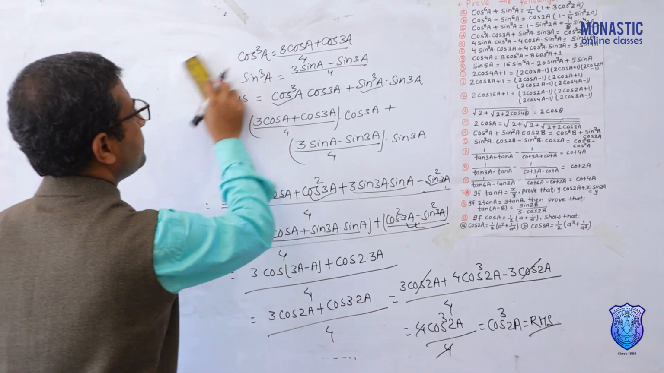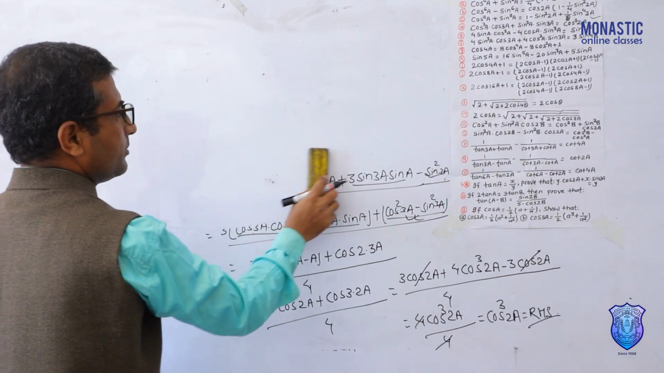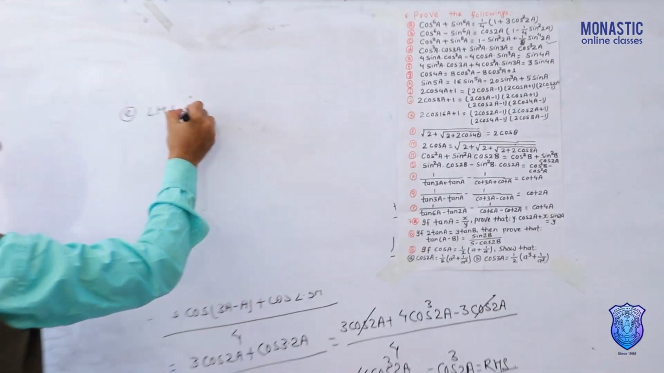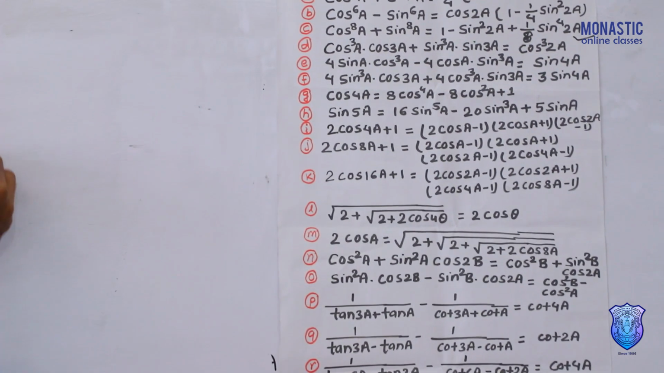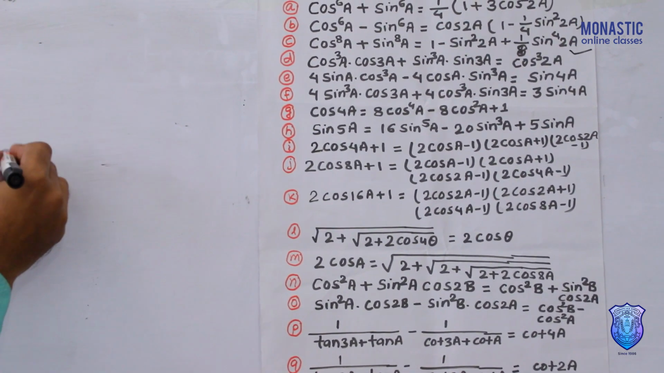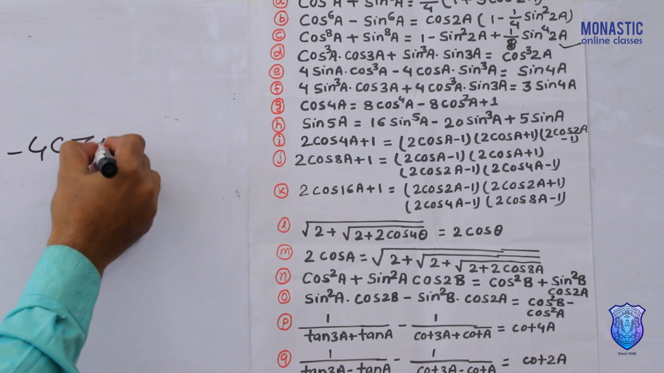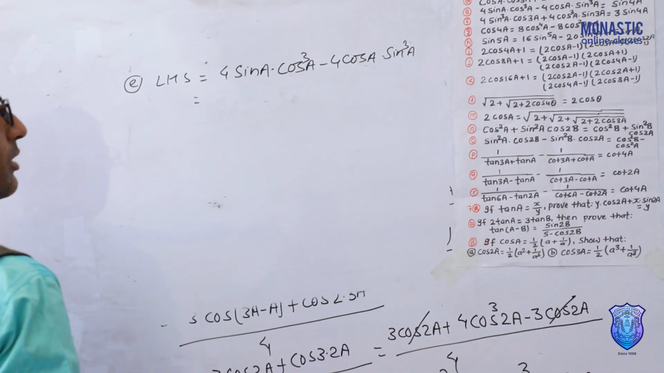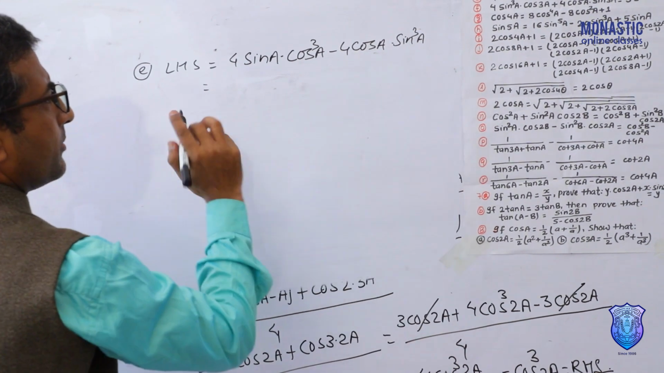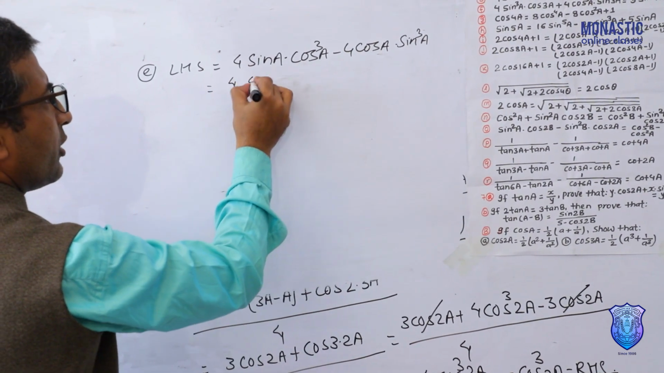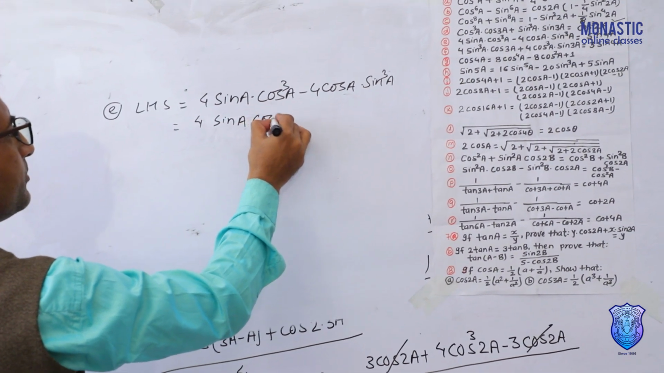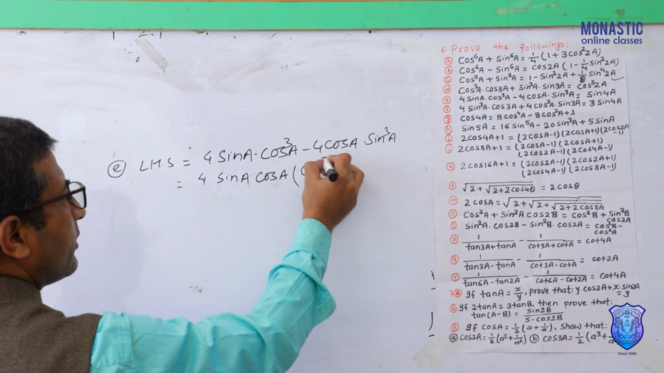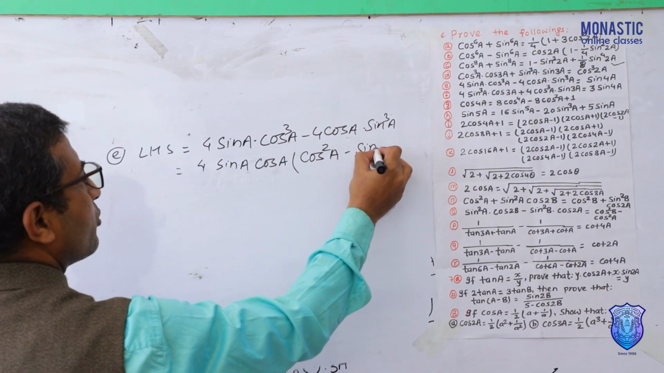Question number E. 4 sine a into cos cube a minus 4 cos a into sine cube a. What's common there? 4 sine a cos a. What are the remaining factors? Cos square a minus sine square a.